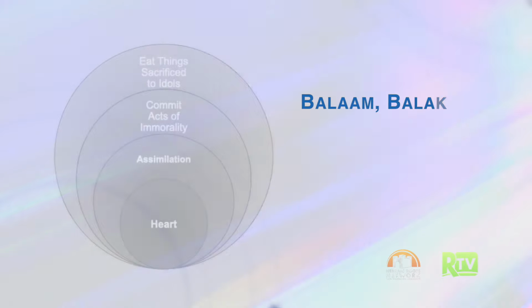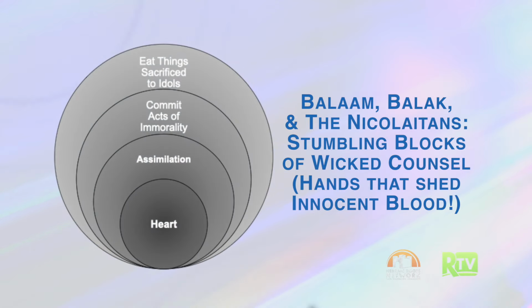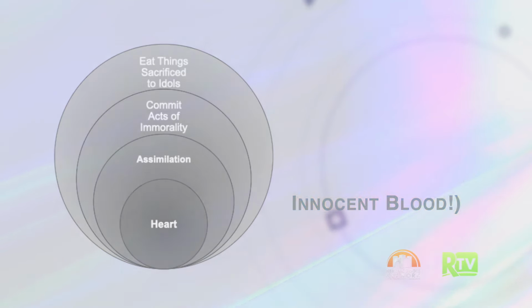So again, we think about that chiastic structure. But we remember that wicked lamp and those the council, right? And they mention Balaam and Balak and the Nicolaitans, and they were stumbling blocks. So their culture around them, they were hands shedding innocent blood, their mouths, they're talking. They were eating things sacrificed to idols. They were committing acts of immorality. So there was basically a lot of assimilation with the culture.